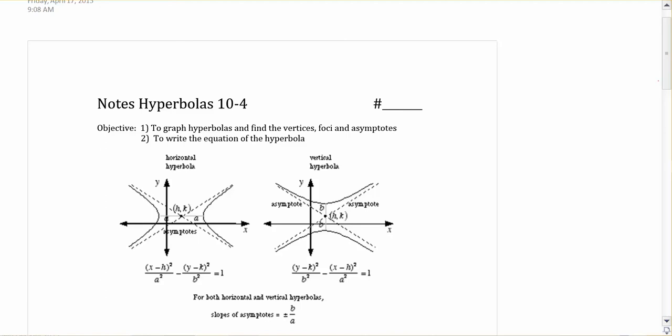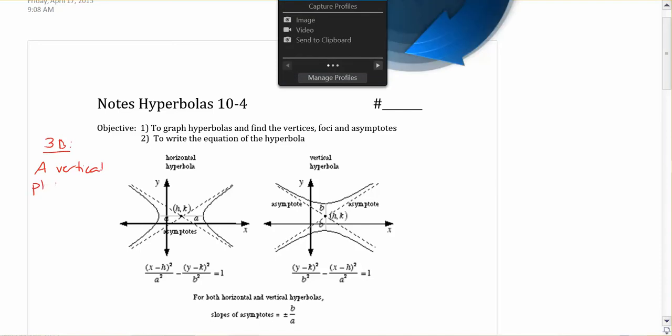What I want to do first, though, on the side is put 3D. I want to define what a hyperbola is. Three-dimensionally, we've been talking about our nappe cones. If you take a vertical plane through two cones, that creates a hyperbola. A vertical plane through two cones.